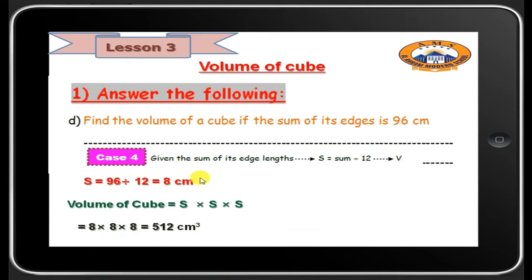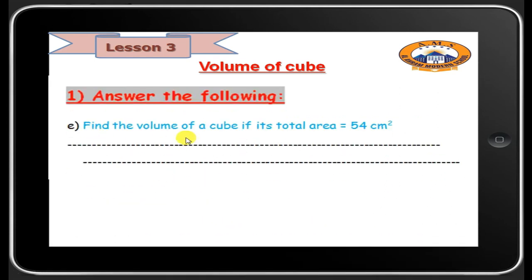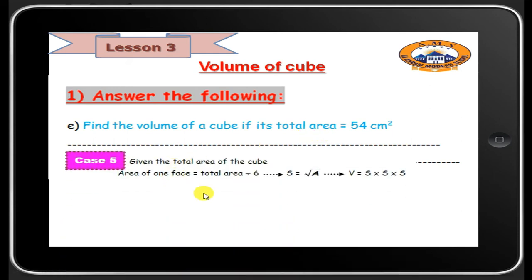Okay, we're going to have another exercise. Find the volume of a cube if you know that the total area equals 54. This is the total area of the 6 faces of the cube. So I want the area of only one face. I will divide 54 by 6, because this is the total number of faces of the cube, and that will give me 9.